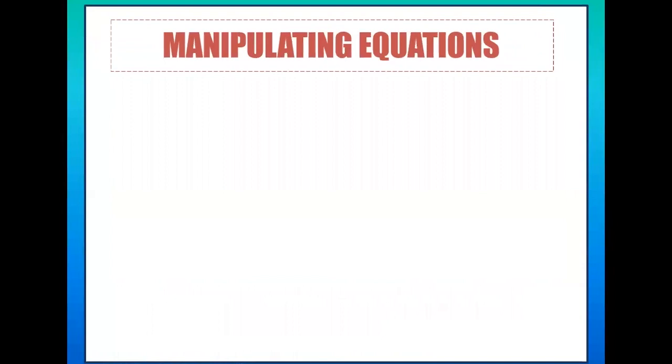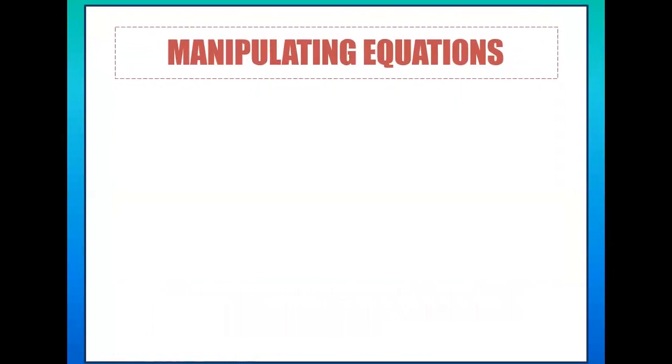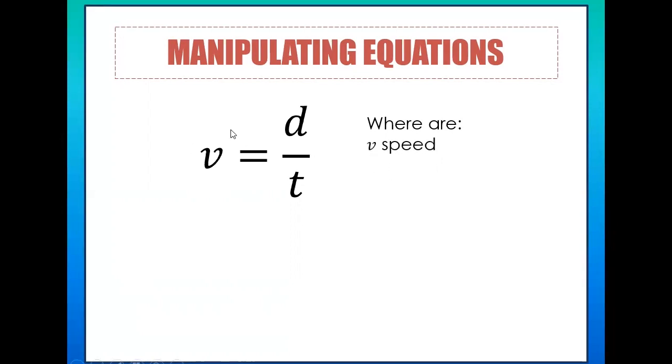But before we go through the different rules concerning manipulating equations, let's first focus on this common equation used in the study of physics. This is the equation for speed. In order for us to calculate the speed of an object, we have to be familiar with the symbols. As pointed by the cursor, the small letter v here means speed. The small letter d here means the distance. And the t here means the time.